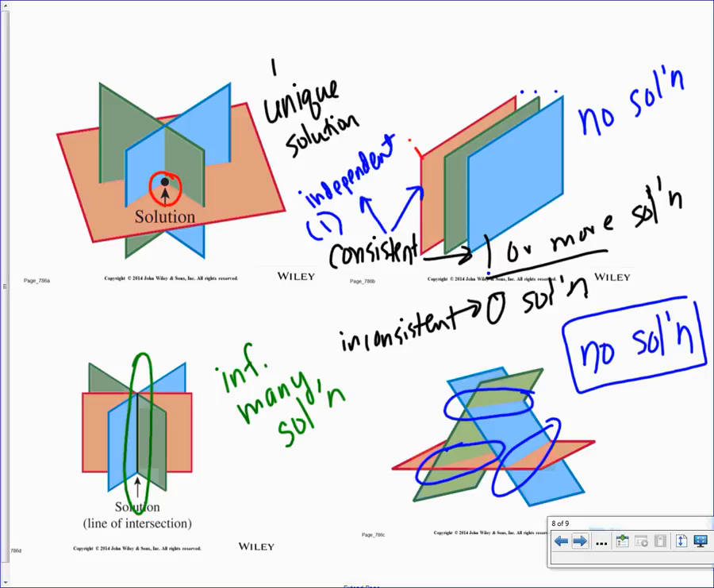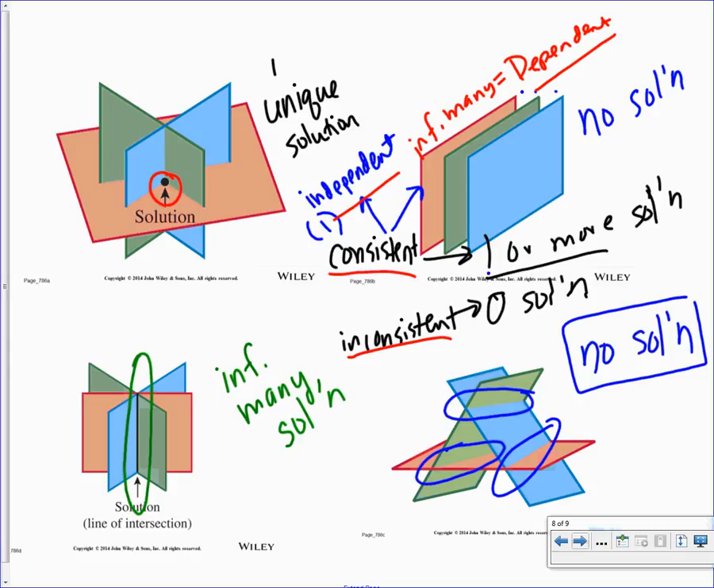So if you have infinitely many, then that is called dependent. That's the word that you need to know, dependent. So there's 4 words on here: dependent, independent, consistent, and inconsistent. So I want to go back and I want to label these pictures.